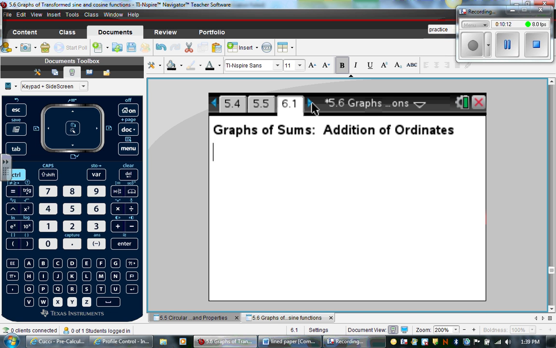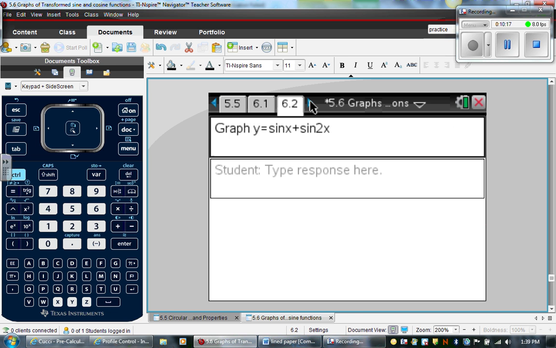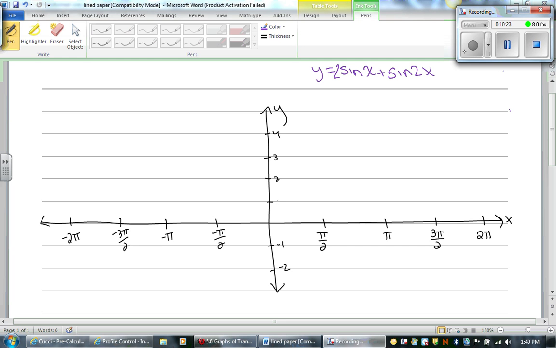Next thing we're going to talk about is graphs of sums, or addition of ordinates. So we're going to graph y equals sine x plus sine 2x. So go ahead and get your graph paper and we'll get started. Okay, so the way this actually works is we're going to graph each one of these individually, 2 sine x and sine 2x. 2 sine x is pretty simple. It's a basic sine curve, but it has an amplitude of 2 instead of 1.